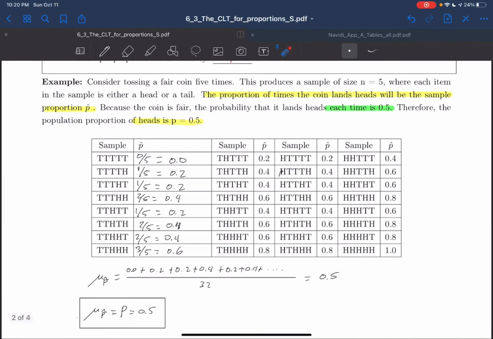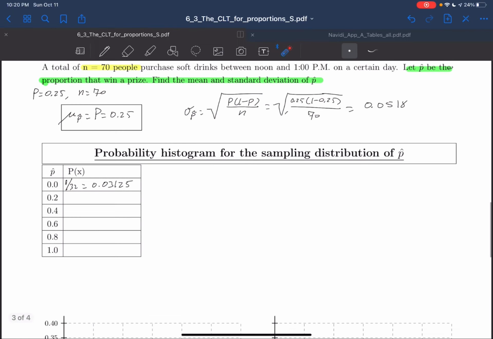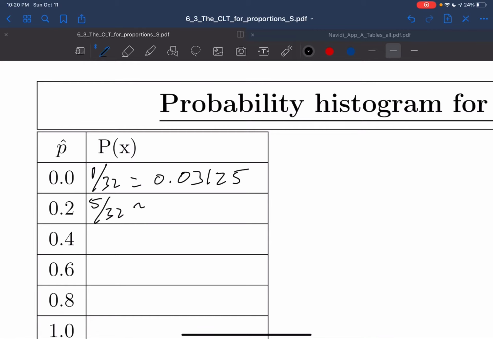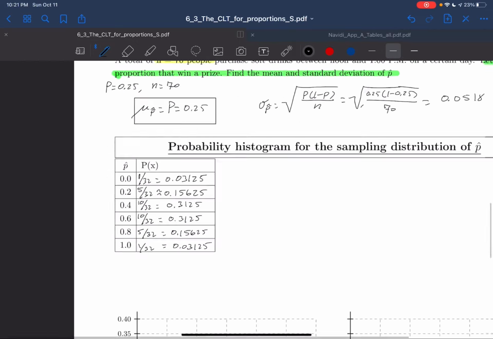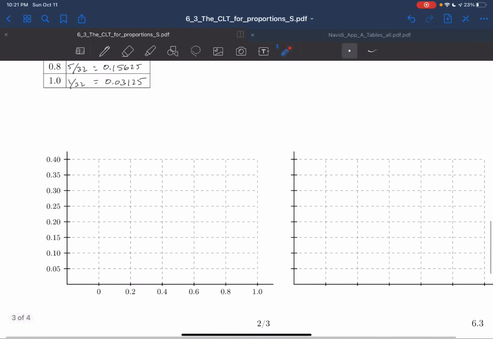And you want to look again at how many of our sample proportions will be equal to 0.2. If you look at our table, that happens 1, 2, 3, 4, and 5 times. 5 out of the total 32, which is going to be equal to 0.15625. And you do the same thing for the rest of them. So here, 0.4 comes out 10 times out of the total 32. This is 0.3125. And again, here would be 10 over 32, 0.3125. This comes out 5 over 32, which is 0.15625, and here happens 1 over 32, which is 0.03125.